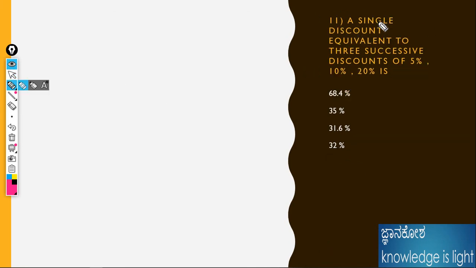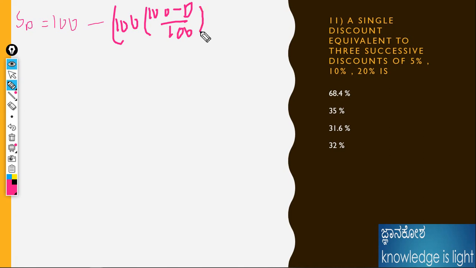Okay, a single discount equivalent to three successive discounts of 5%, 10%, 20% is? If any successive discount question comes in any exam, please remember and note down this formula. The successive discount formula is 100 into (100 minus d1) by 100 into (100 minus d2) by 100, and so on up to infinity. How much is it coming to?